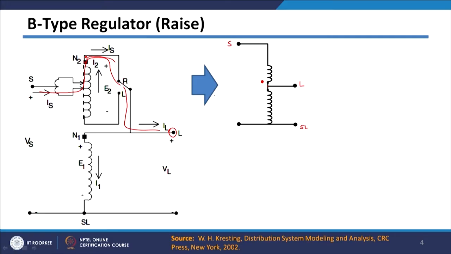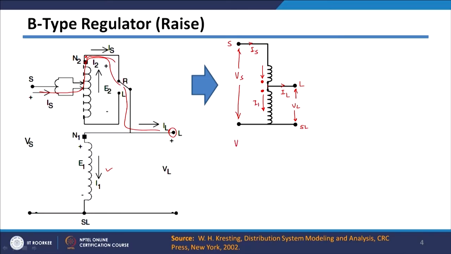So the dot is towards N, and for the common winding the dot is here. If this current is IS and this current is IL, and this voltage is the load voltage VL and this voltage is the source voltage VS, in this case the current direction in the common winding will be decided by the dot. Since the IS current is coming towards the dot, this current has to go away from the dot. Therefore, the direction of current I1 will be like this. And last class we also derived the relations.